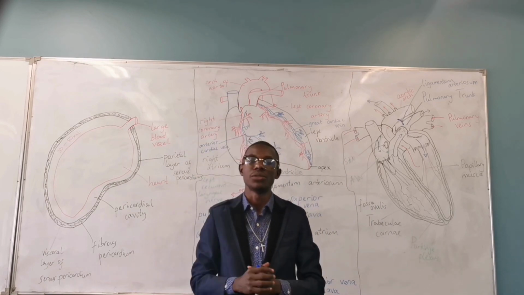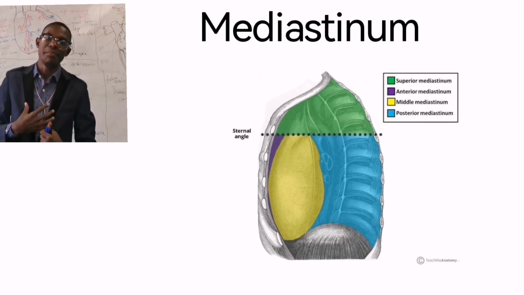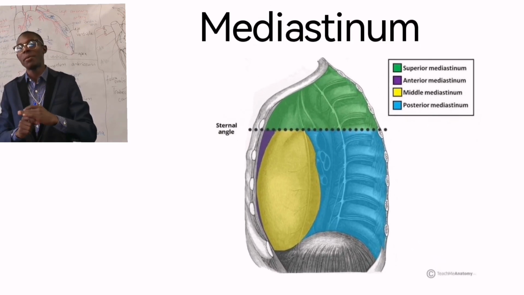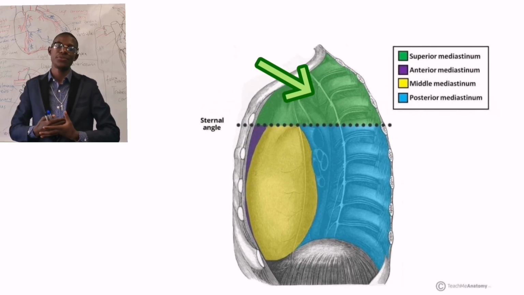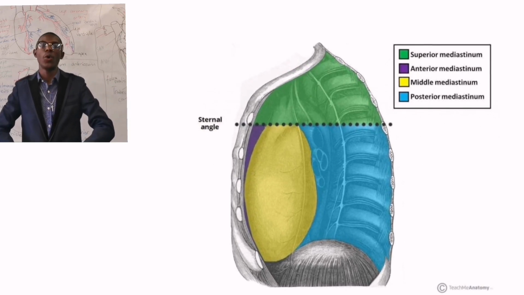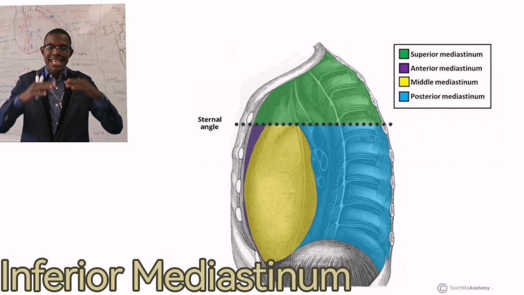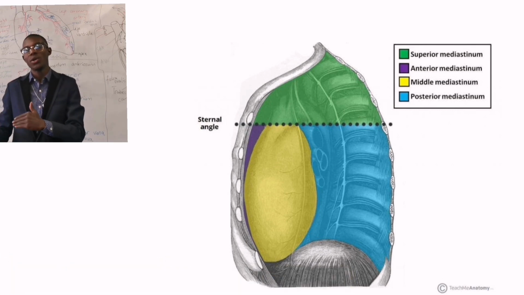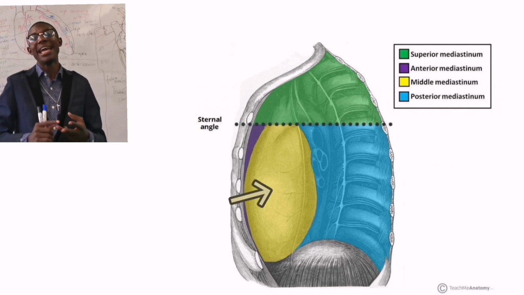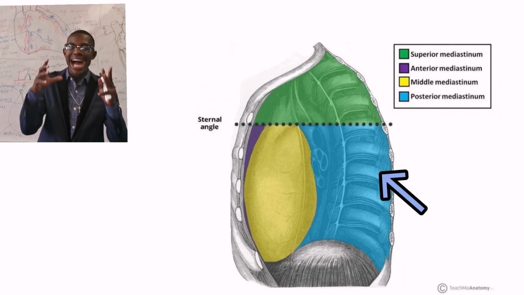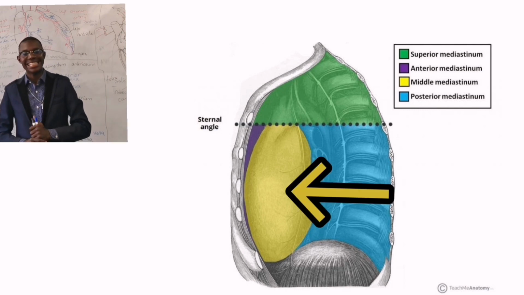Where is the heart found? Now, we know that we have what we call the mediastinum. The mediastinum is separated into two. We have the superior mediastinum by the lower border of the T4. And then everything that is below the lower border of the T4, that is referred to as the inferior mediastinum. In the inferior mediastinum, we have the anterior mediastinum, the medial mediastinum, and the posterior mediastinum. So the heart is located in the medial mediastinum.